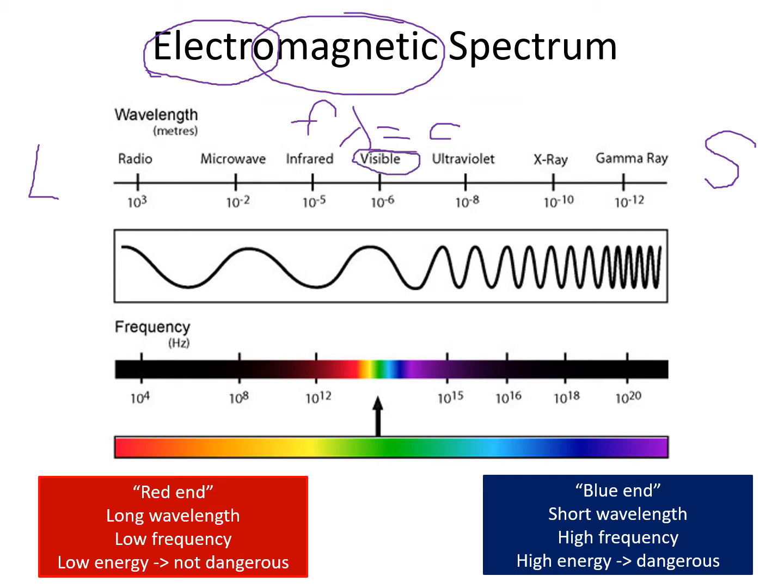And visible light we can subdivide into the colors of the rainbow. Hopefully you've heard the acronym Roy G. Biv. Roy G. Biv stands for red, orange, yellow, green, blue, indigo, and violet. Those are the colors of the rainbow. So red is the longest wavelength of visible light, and violet is the shortest wavelength of visible light. Now there are wavelengths that are too long for your eye to see. They are longer than red.